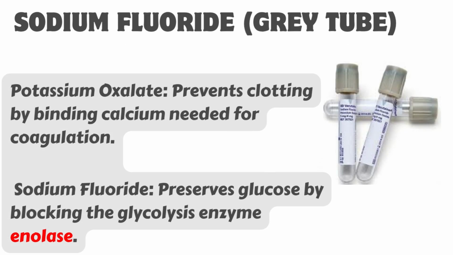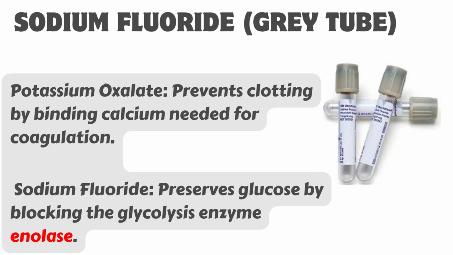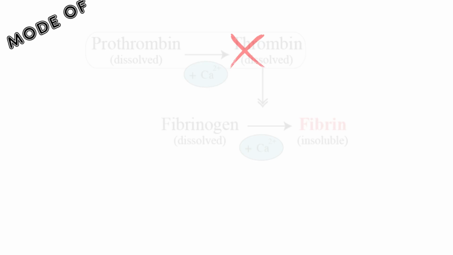Sodium fluoride, gray tube. Potassium oxalate prevents clotting by binding calcium needed for coagulation. Sodium fluoride preserves glucose by blocking the glycolysis enzyme enolase.